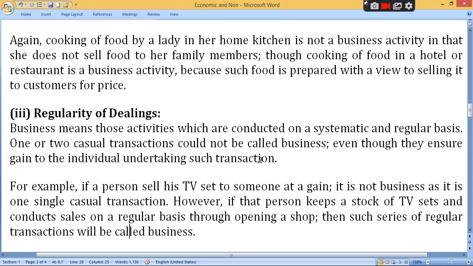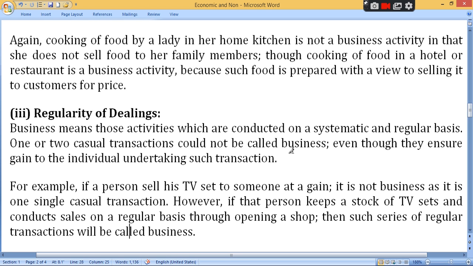So generally business means, these are the characteristics of business, clear? Business, profession. So here business means those activities which are conducted on a systematic and regular basis. Any activity that is continuous, clear, that is considered as a business. One or two casual transactions could not be called a business.